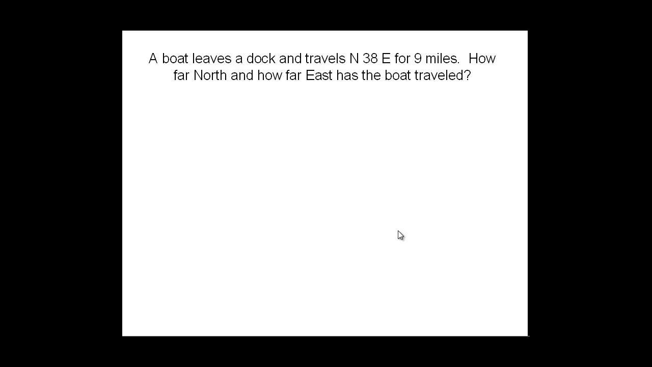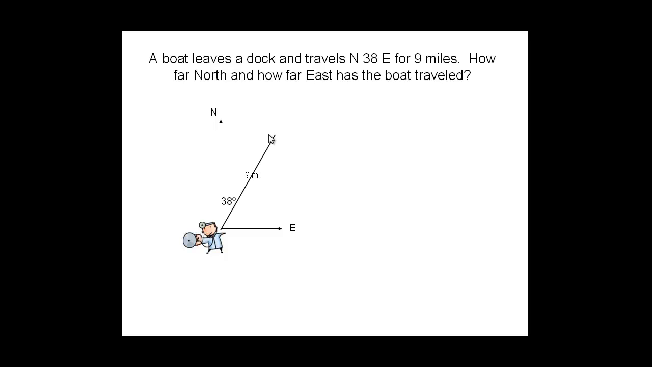We need to draw a picture. So randomly we're going to pick a point. We're going to go north, we're going to go east. So I drew that. Here's my dock. Little dry humor there. Go north, then go east. And that angle we've done is 38 degrees. Now our actual boat is going to be along this line right here. It's going to be sitting down in space, and that distance it's traveled is 9 miles.